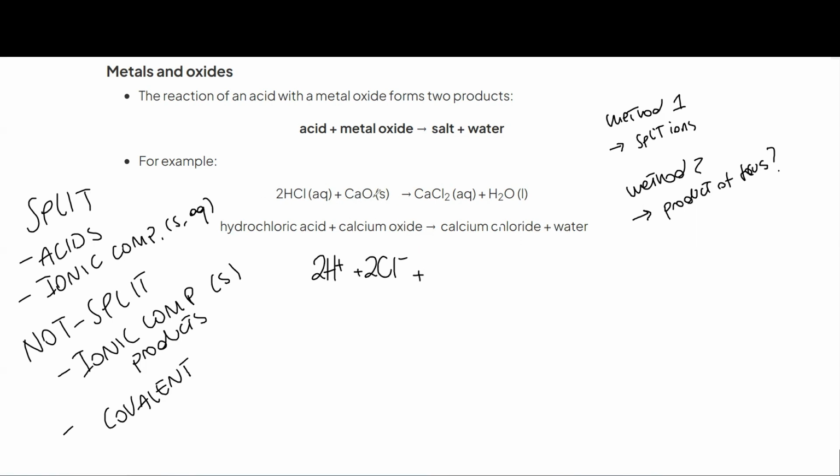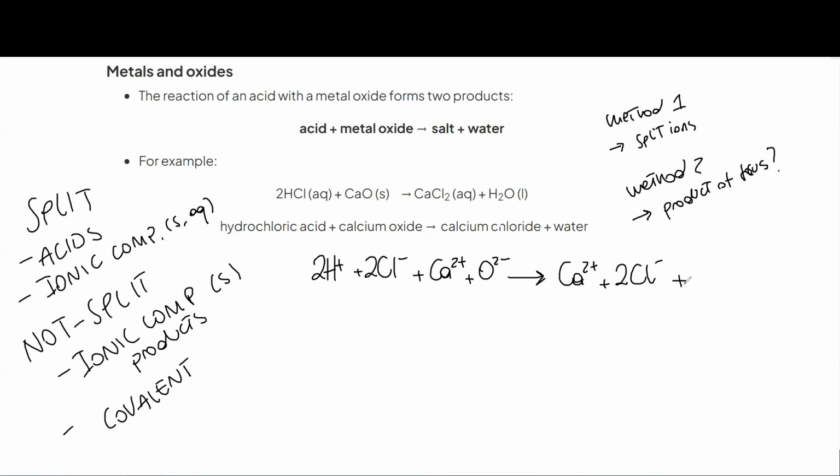Then calcium oxide, it's an ionic compound as a solid and it's a reactant. So yes, it would split as well. So calcium would be 2 plus. We need to keep in mind to write the correct charges. Next, calcium chloride, it's an ionic compound, but in aqueous solution. So we know in aqueous solution, ionic compounds, the ions are free to move, so that would also split. And let's keep in mind the ratios there. So 2 Cl minus because it's CaCl2.